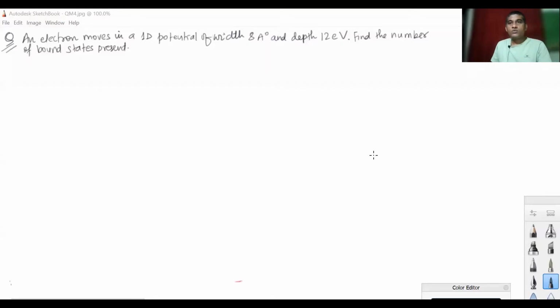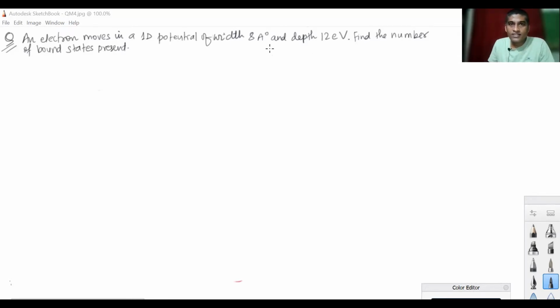Hello everyone. Today we are going to discuss a numerical problem based on potential well in quantum mechanics. The question is: an electron moves in a one-dimensional potential of width 8 angstrom and depth 12 electron volt. We are asked to find the number of bound states present.